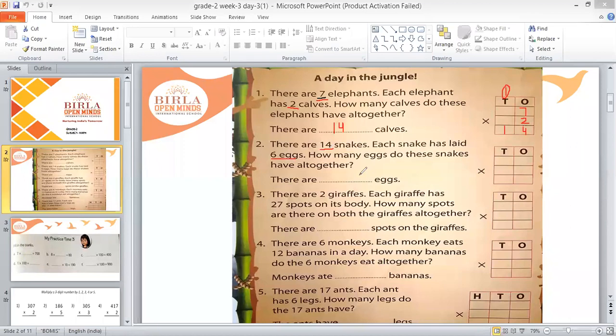Similar question, they gave you information about one snake, that one snake has laid 6 eggs. And now they're asking 14 snakes will lay how many eggs altogether. So what we'll do, again we'll do multiplication. And remember one thing children, whenever you are multiplying, you will always write a 2-digit number first and then a 1-digit number. You will never write a 1-digit number and then a 2-digit number. That's wrong.